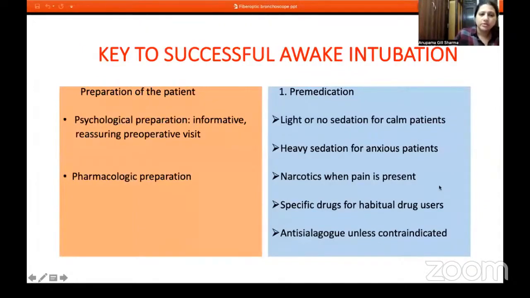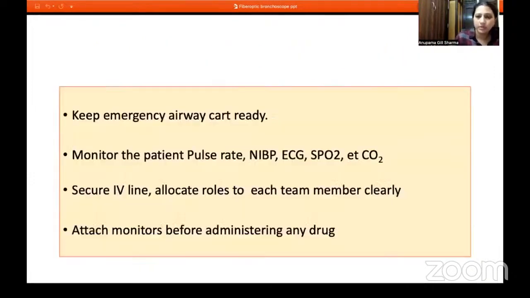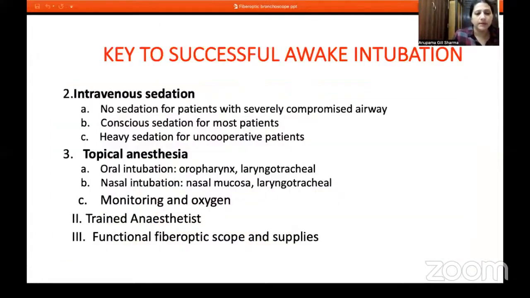So the key to a successful awake intubation is to prepare the patient well: good pharmacological preparation, good sedation, narcotics only when pain is present or indicated. Antisialagogue should be used unless contraindicated. Always have an emergency airway cart ready. Monitor the patient for pulse, blood pressure, ECG, saturation, and EtCO2. There should always be an IV line. Each member has to be allocated his role clearly. Attach monitors before giving any drug.